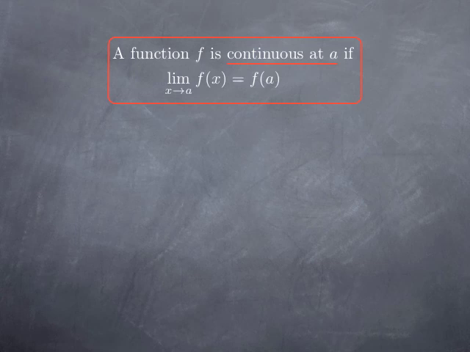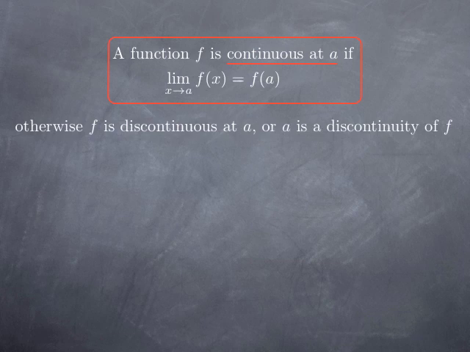And this is the case if the limit of f of x, when x is approaching a, is obtained by plugging x equal a inside the function. If this is not the case, we'll say that the function f is discontinuous at a, or that a is a discontinuity of f.